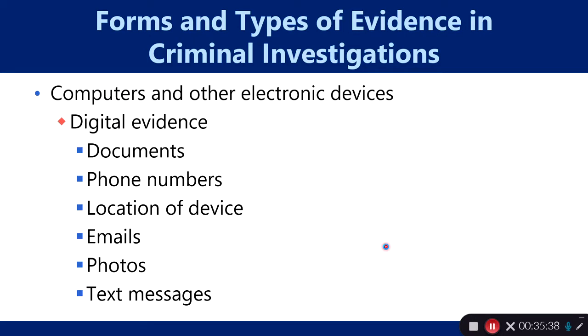Some other forms of evidence that you might think about are computers and other electronic devices. Digital evidence has become really big. Like I said, videos are a great one. But you also have documents, phone numbers, locations of devices. Your phone really tells you where you go all the time if they can hack into that. Emails, photos, text messages, all that stuff. Drug dealers, with all the texting nowadays, their text message history is a real piece of evidence to use against drug dealers.